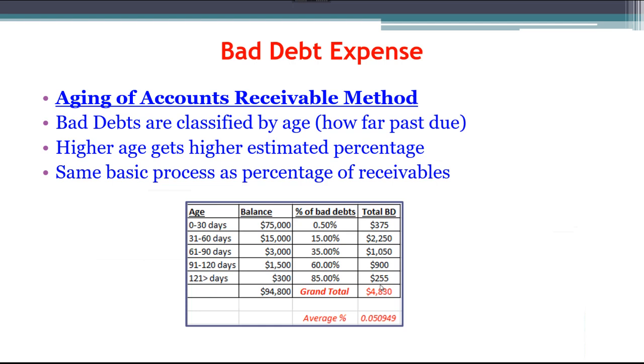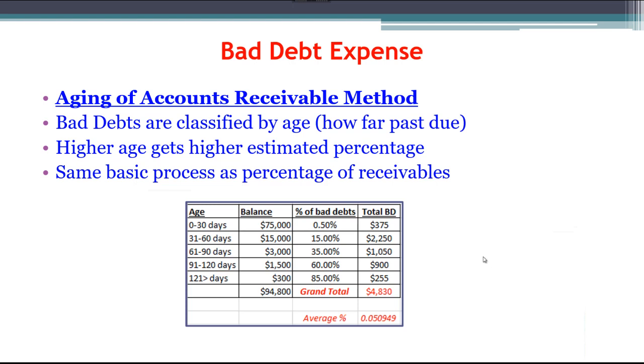Now remember, that's not the bad debt expense. That's the amount we want to be in the allowance account to handle what we think the future bad debt write-offs are going to be. So we want to get to $4,830. Let's say we had currently a $1,000 balance, then our journal entry would need to be $3,830 to get up there. But also, it could go the other way.